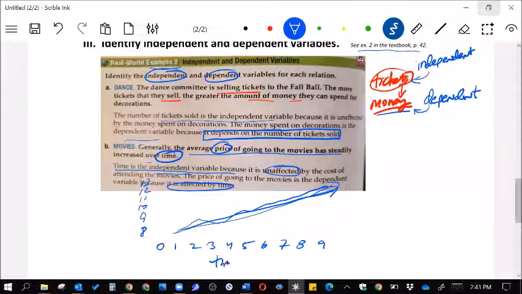But the time does not depend on the price. However, the price does. As the time goes up, as T goes up, the P goes up also. Price goes up. So you have to always be thinking on these, which one depends on the other. The time does not depend on the price, but the price to some extent really depends on the time, more so than the other way around.